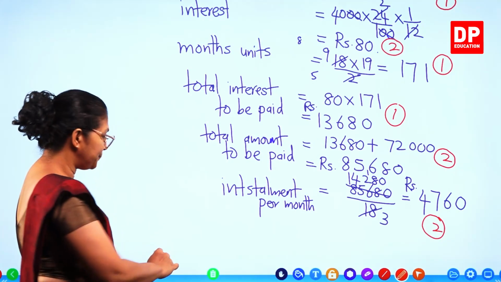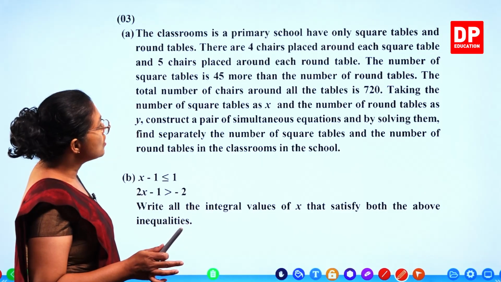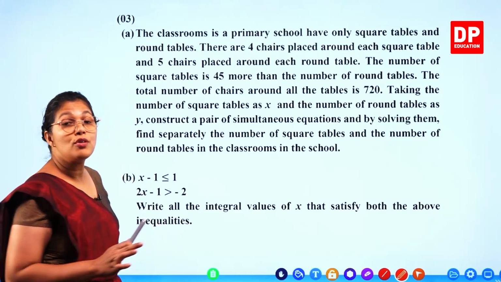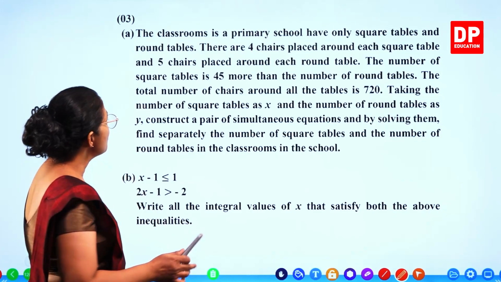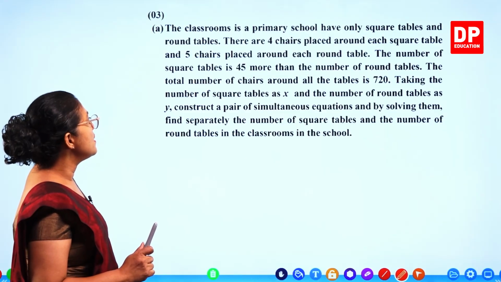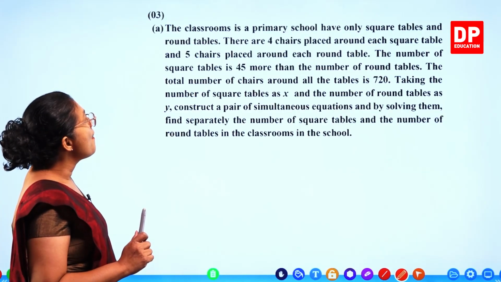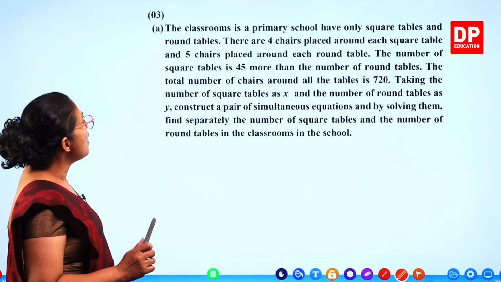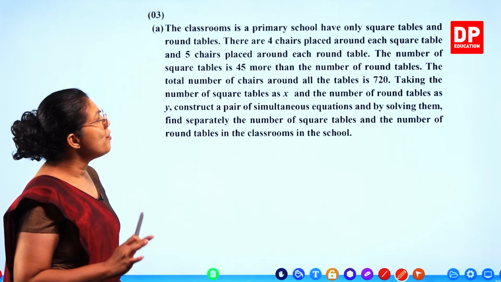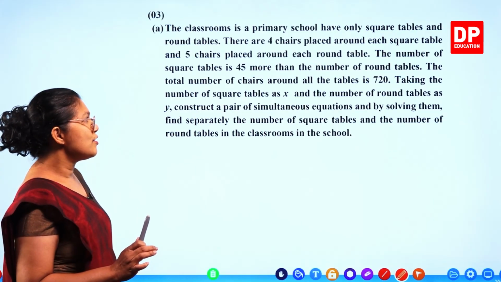Let's take the next one. Question number 3. It's about algebra. So you have to create simultaneous equations, and then for the second part you are getting an inequality. Let's do this one. Part A. The classrooms in a primary school have only square tables and round tables. There are 4 chairs placed around each square table and 5 chairs placed around each round table. The number of square tables is 45 more than the number of round tables. The total number of chairs around all tables is 720.